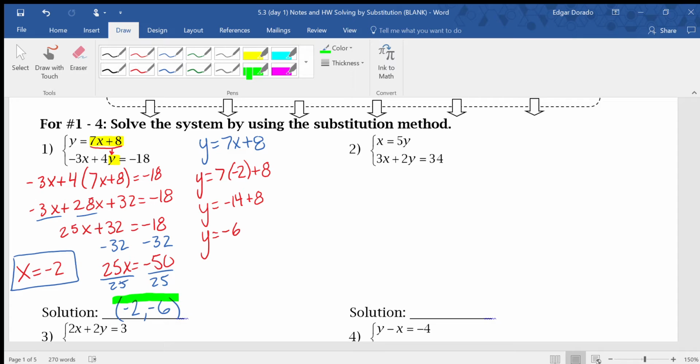So my final portion here would be negative 6. So this right here is my final answer. The solution to this system is negative 2 comma negative 6. All right, so I think you guys should have enough information here to try out number 2 on your own. So why don't you guys go ahead and pause the video right now and try out number 2.